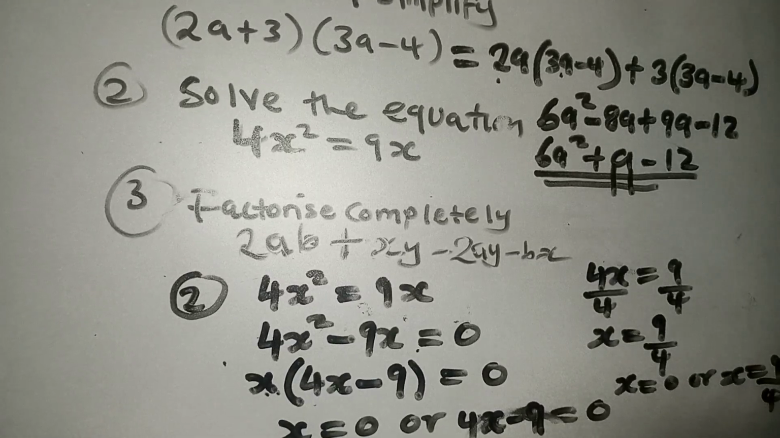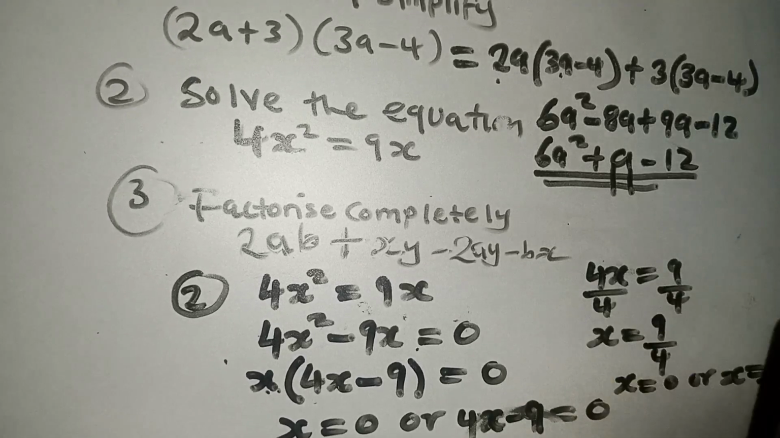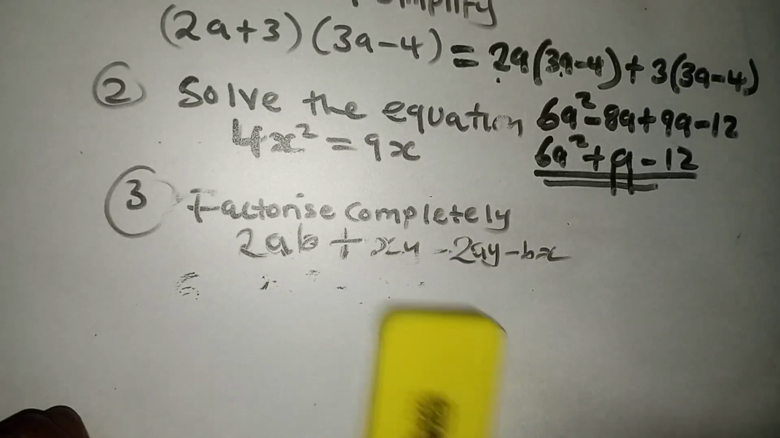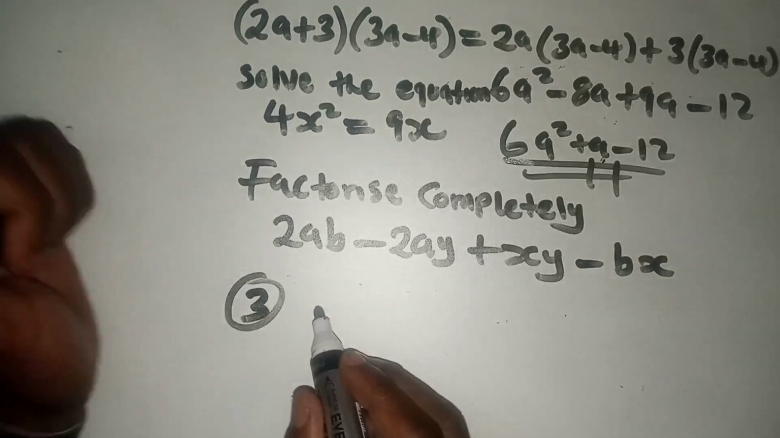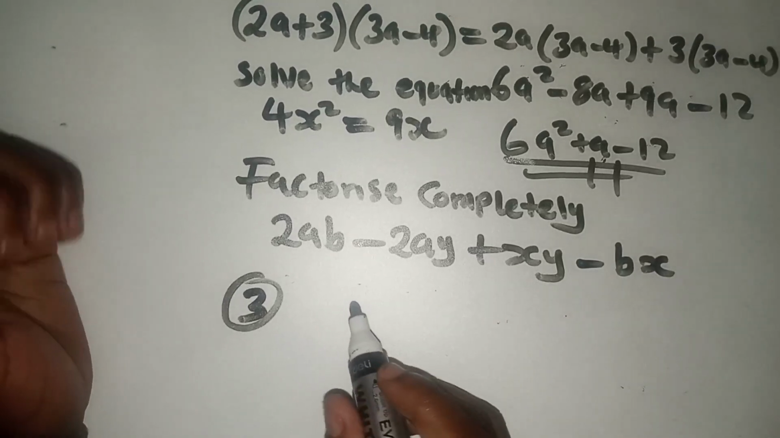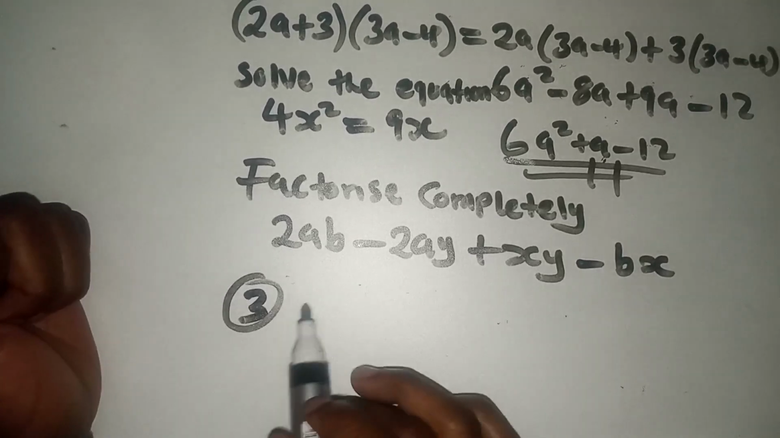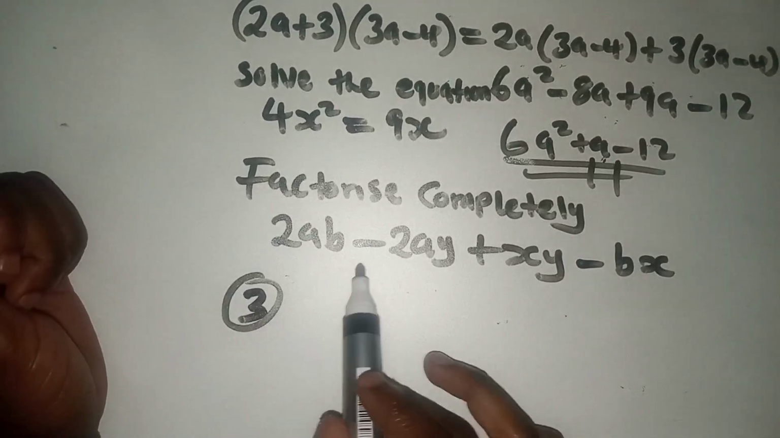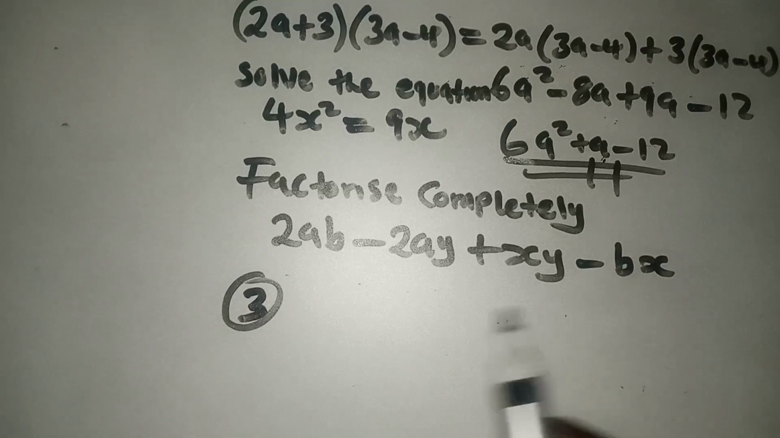So now we've got a third question here. I don't know if you allow me to label the top part, since we have answered there, or we label this one here. The solution, we can label it here. So we can say question 3. So we are still answering. Stay with me. Question 3 reads: factorize completely, given 2ab minus 2ay plus xy minus bx.